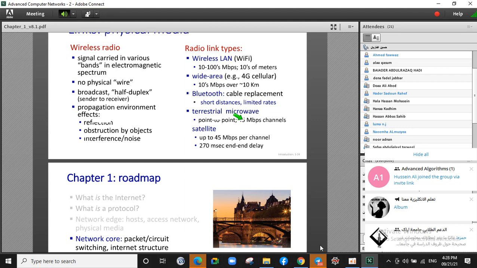Let's suppose that the signals are transmitted with a speed of v meters per second, and this distance is d meters. So the delay is d divided by v. The propagation delay from the Earth to the satellite, or from the source to destination, is d divided by v. v is the speed of transmission and d is the distance.